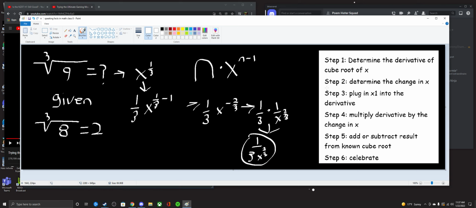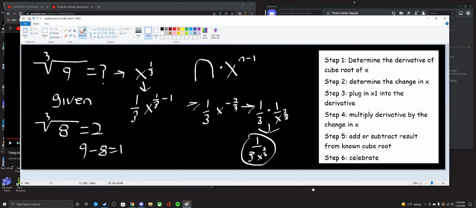Now the next one is determine the change in x. So we'll label our base of 9, base of 8 as x, and we're going to subtract x2 minus x1, x1 being the one we already know, which is 8. So I'll do it down here. 9 minus 8 gets you 1.